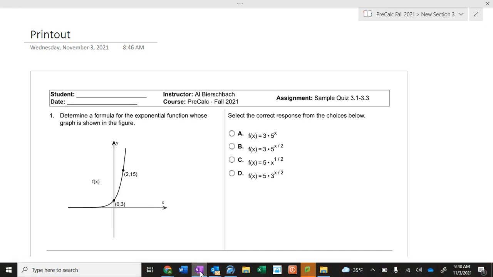What polynomial function is this? Okay. It goes through (0, 3) and (2, 15). Which of these would go through (0, 3) and (2, 15)? Well, I'm thinking it's B.